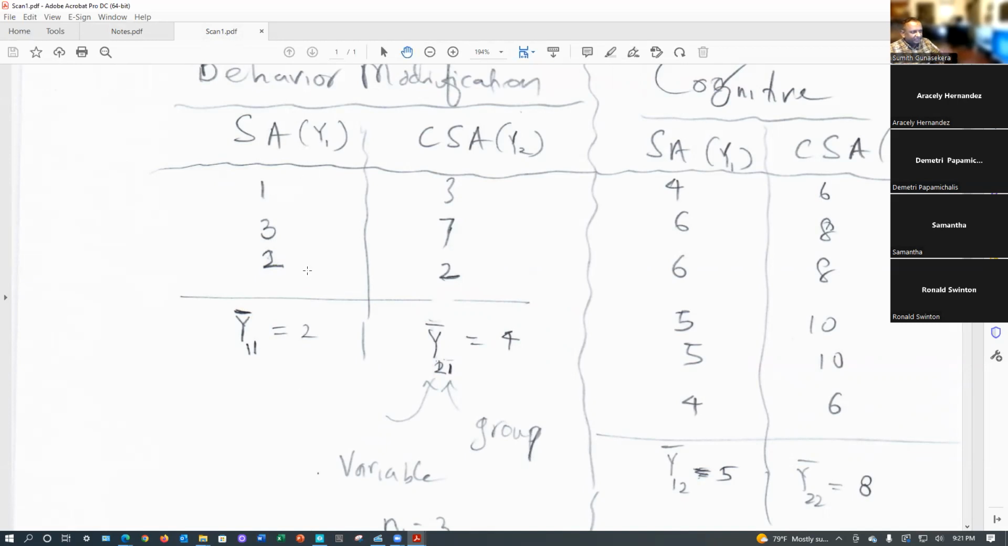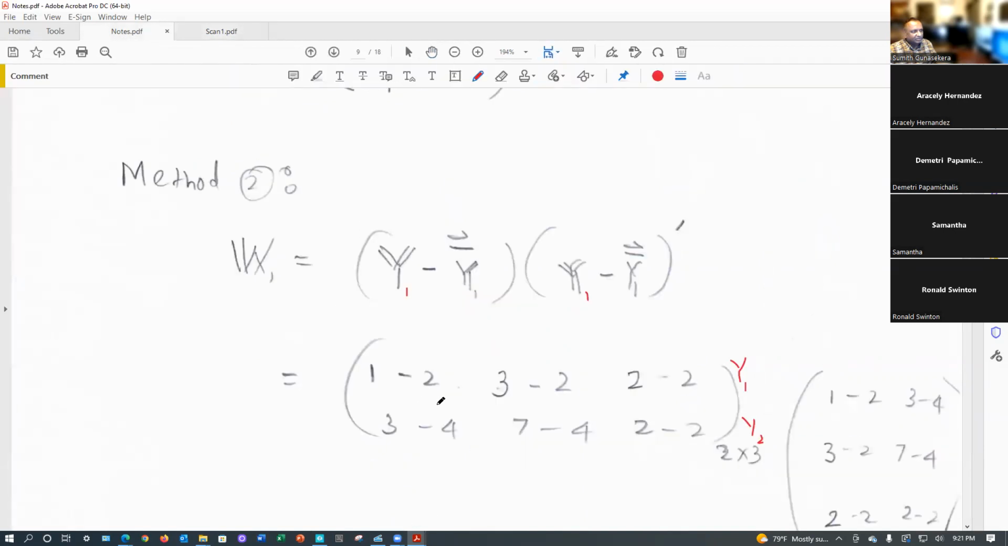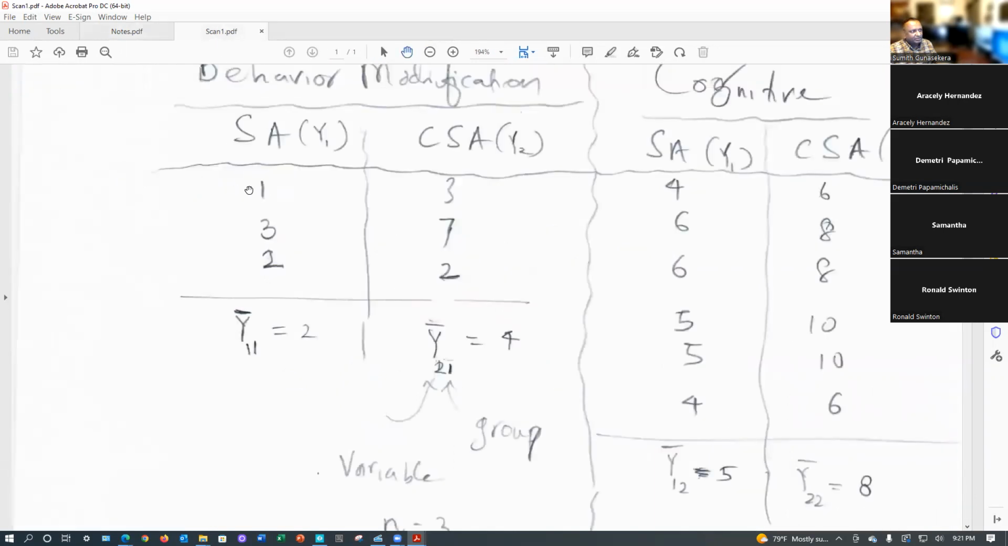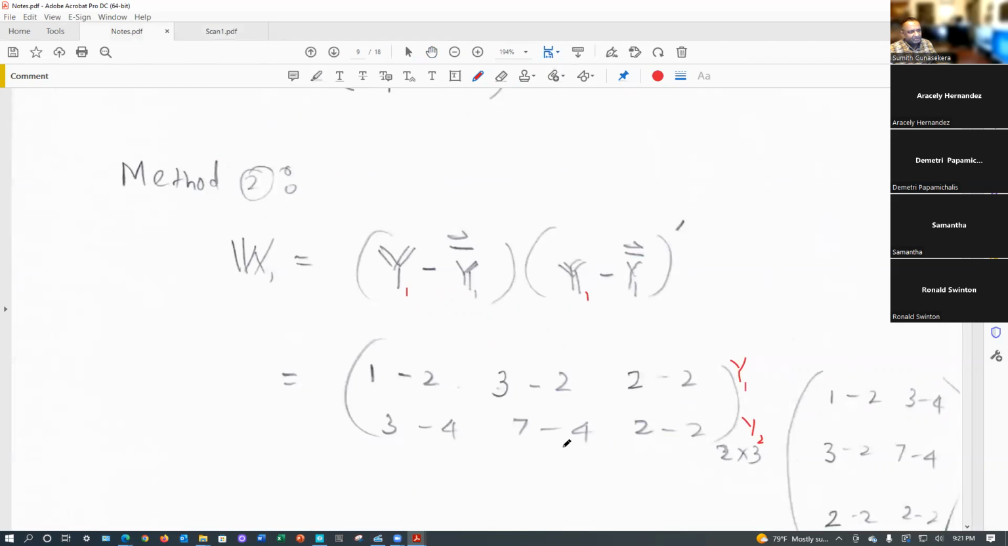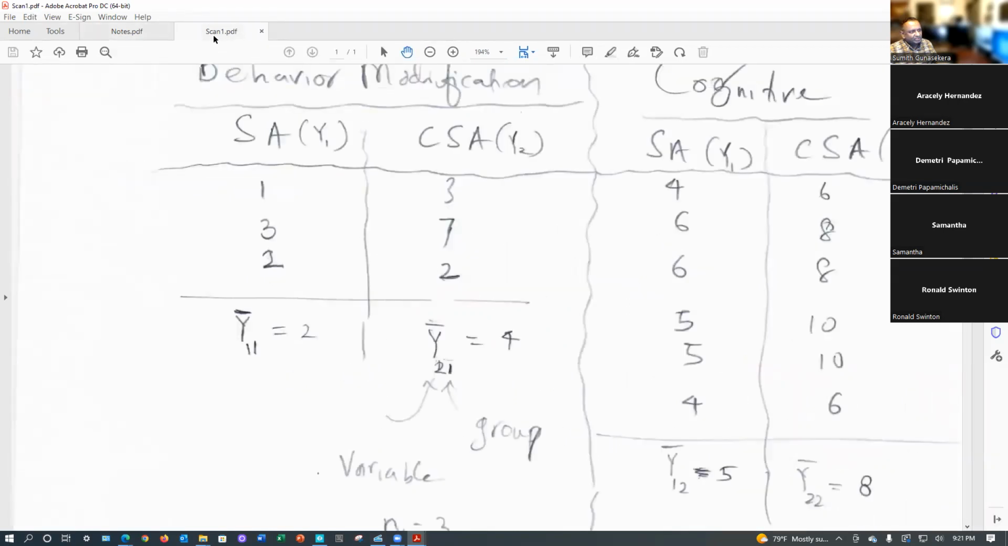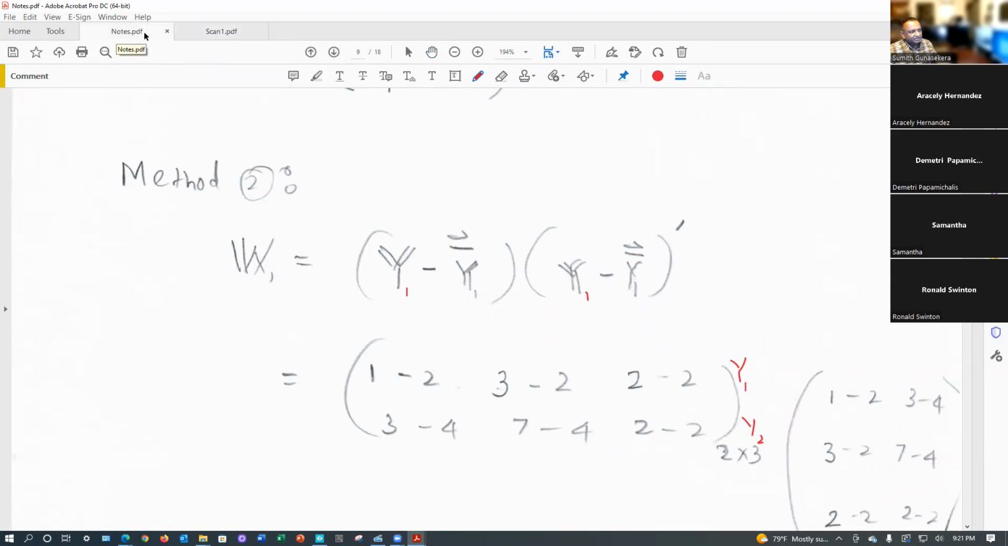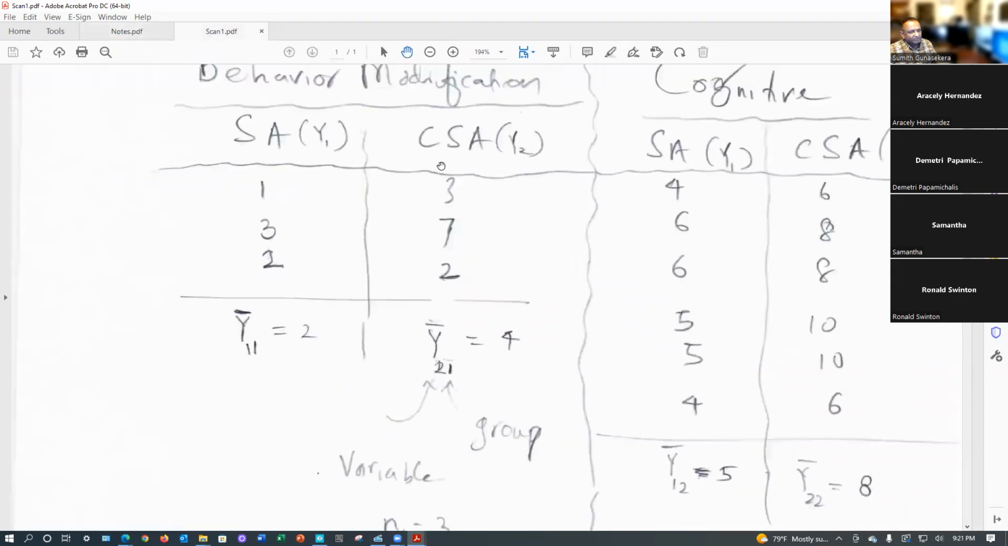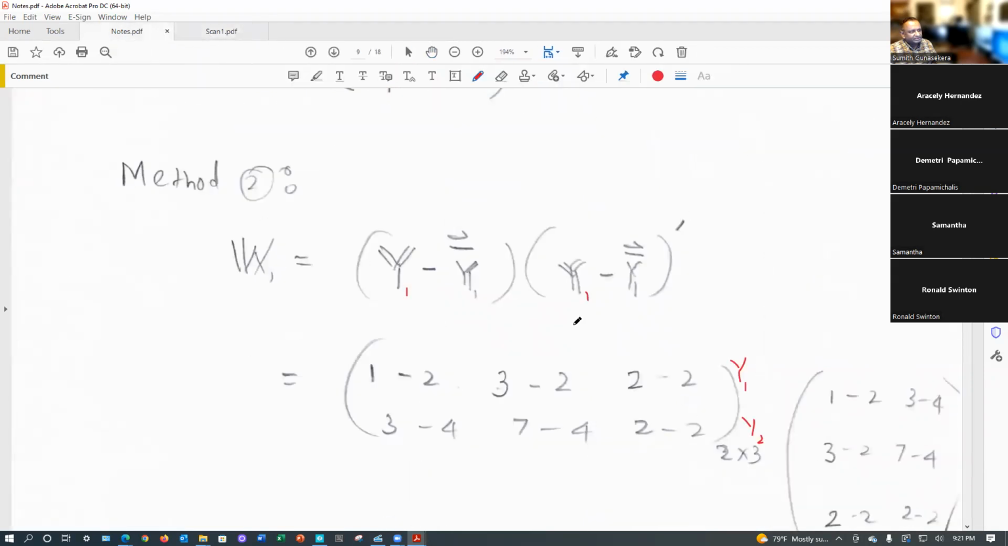I'm going to get this one, flip it. From this one, you subtract, and put it into this one. And then get the transpose. 1 minus 2, 3 minus 2, 2 minus 2. For the other variable, 3 minus 4, 7 minus 4, 2 minus 4. See? 2 minus 7 minus 4, 2 minus, let me see.